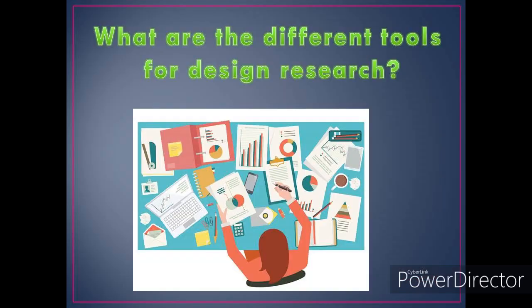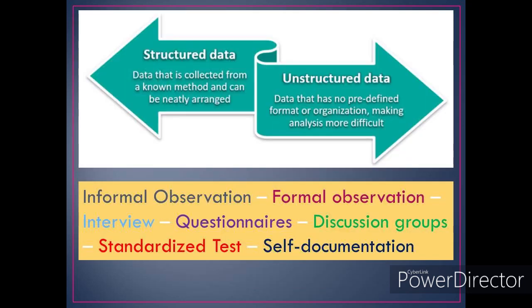So, what are the different tools for design research? Tools for design research methods range from unstructured to structured data. Unstructured data has no predefined format or organization, making analysis more difficult. On the other hand, structured data is collected from a known method and can be neatly arranged. This includes informal observation, formal observation, interview, questionnaires, discussion groups, standardized tests, and self-documentation.